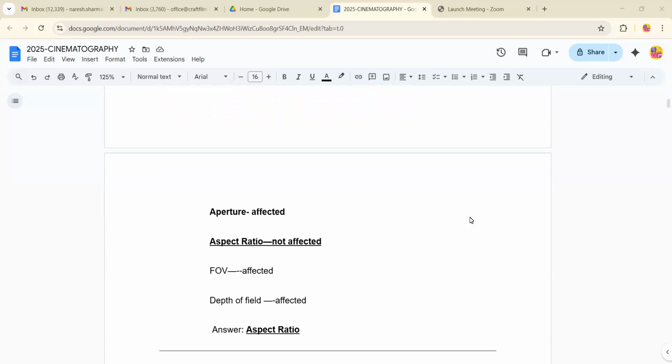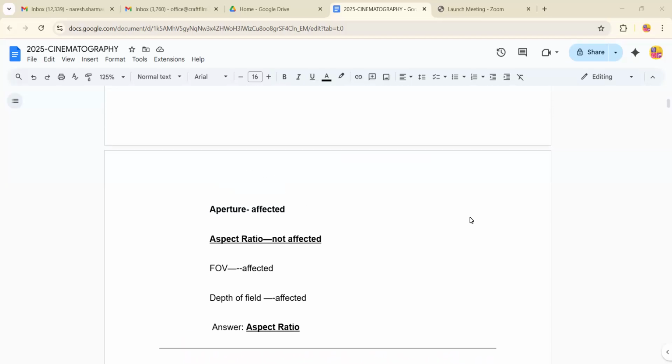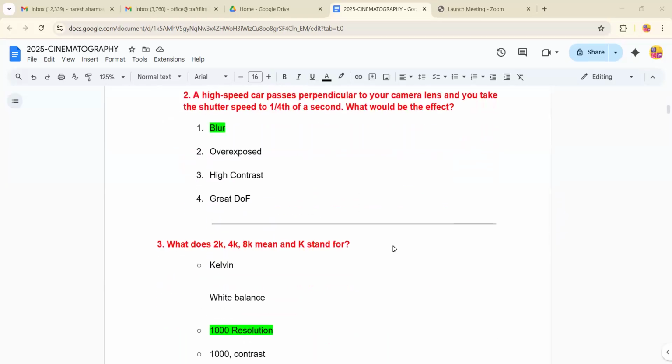Aperture does affect, particularly for still photography lenses where the widest opening changes once you zoom in or zoom out. Depth of field is also affected, because once we change the focal length of a lens, depth of field becomes different. And once we change the focal length from 50 mm to 100 mm, the field of view also changes. So the only factor which does not change is aspect ratio. So the correct answer is aspect ratio.